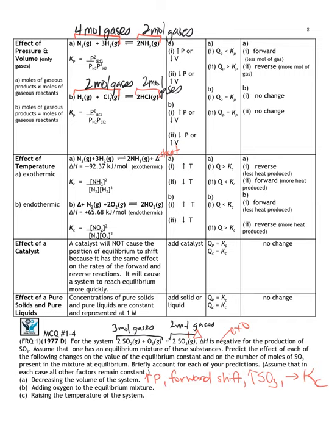Now we go to B. In B, the stress is adding oxygen to the equilibrium system. Oxygen's right here. If you're adding more, you want to try to decrease it. So a shift to the forward direction will decrease that because you're consuming oxygen. So forward shift.